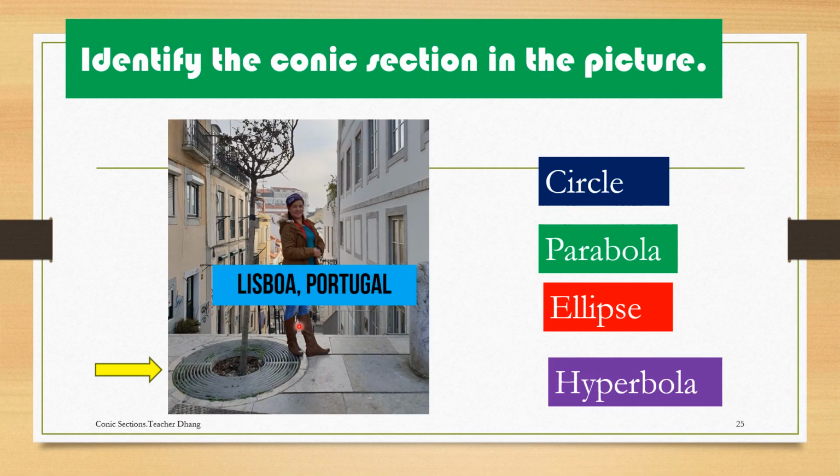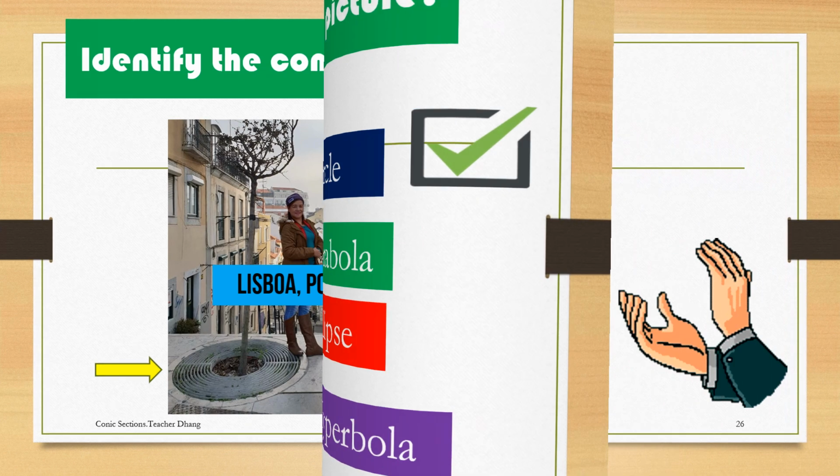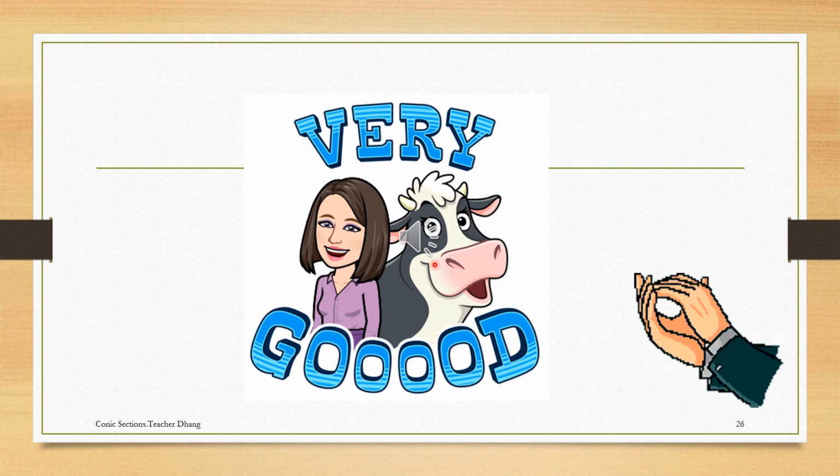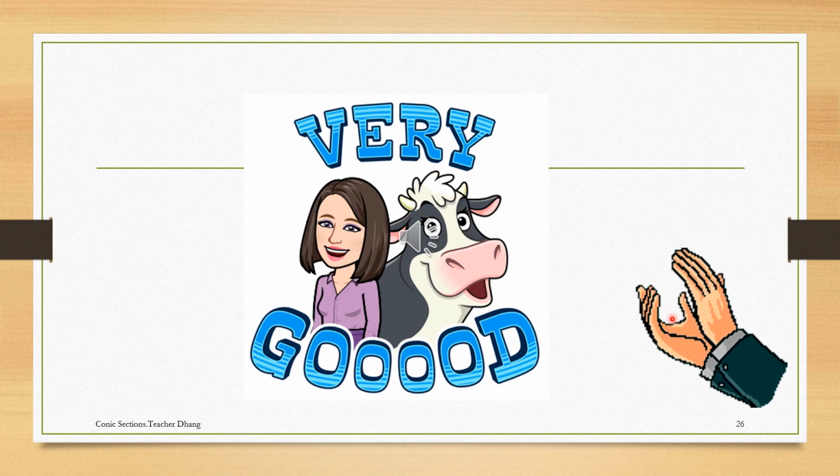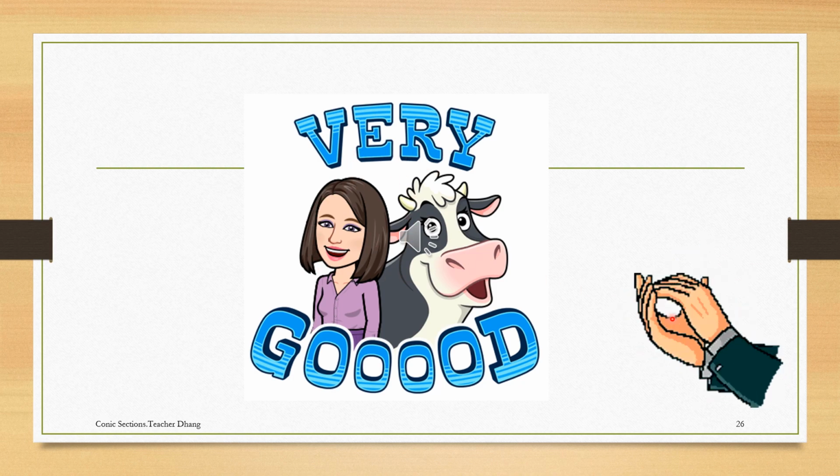And lastly, Lisboa or Lisbon is the capital of Portugal. What conic section is displayed in the picture? Definitely right. It is a circle. Good. Give yourself 5 claps. 1, 2, 3, 4, 5.